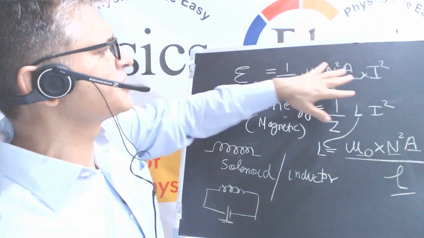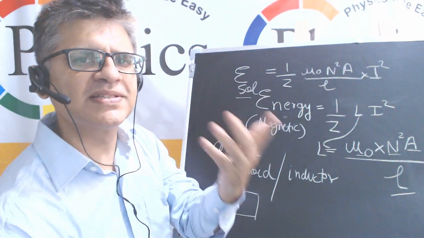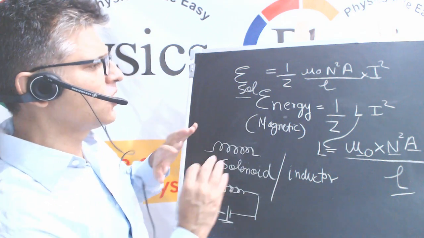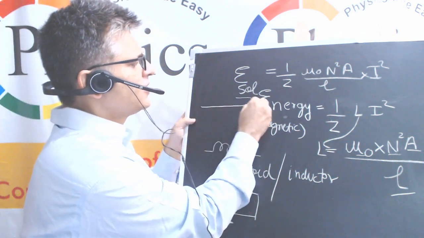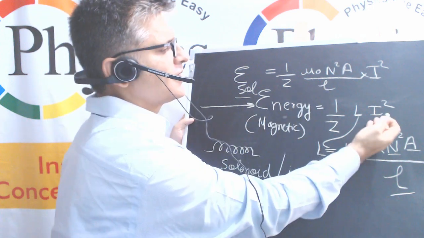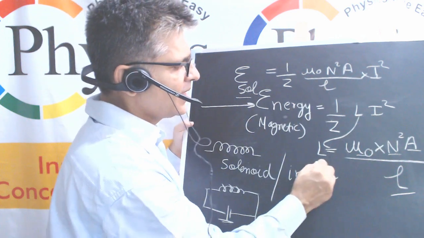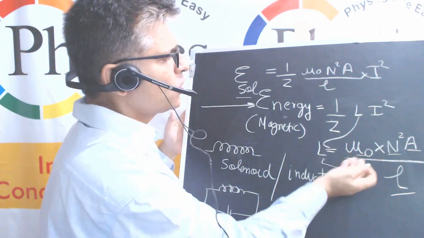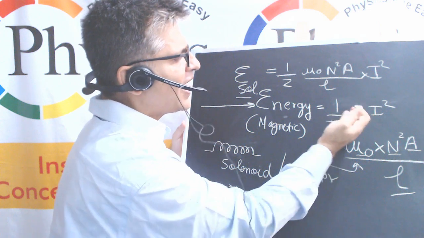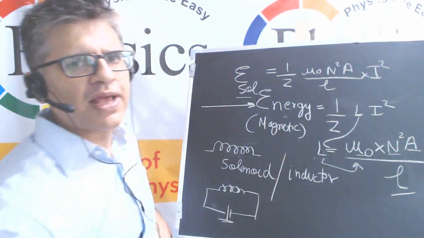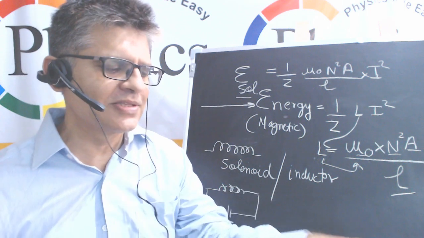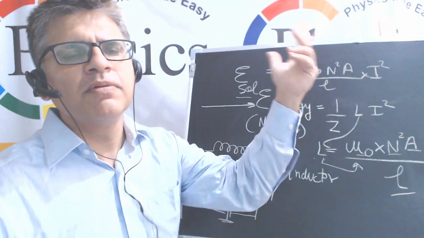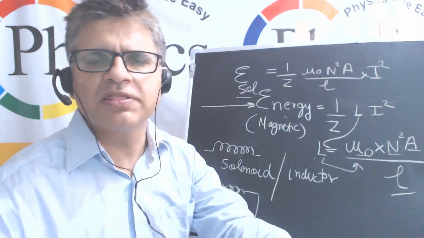So this expression, we were able to derive because we knew the energy stored in an inductor is half L I square, and the inductance of a solenoid is given by this expression. You combine these two, which means you substitute the value of L in the work done, and you get the magnetic energy that gets stored in a solenoid in terms of the current, number of turns, area, permeability of the medium, and the length. So I hope this helps you.